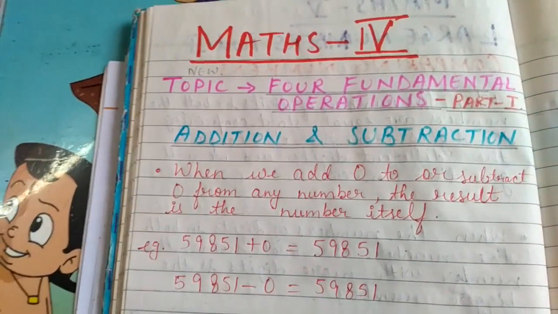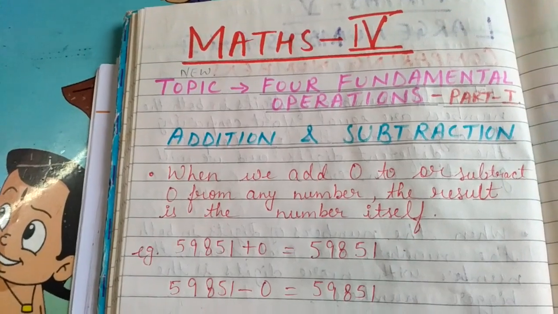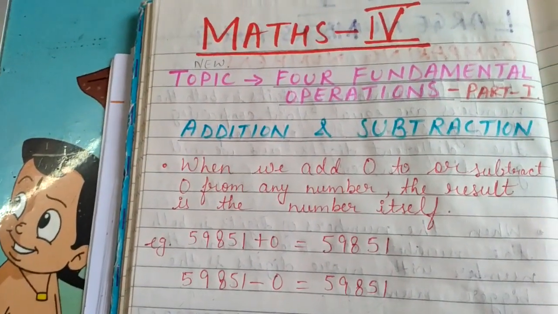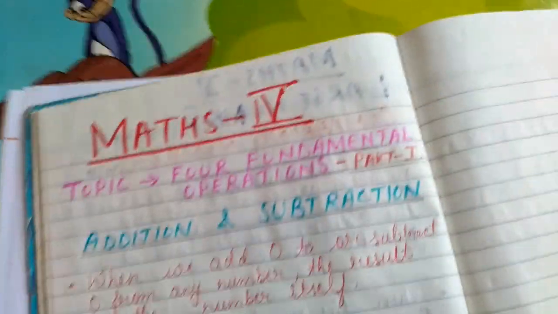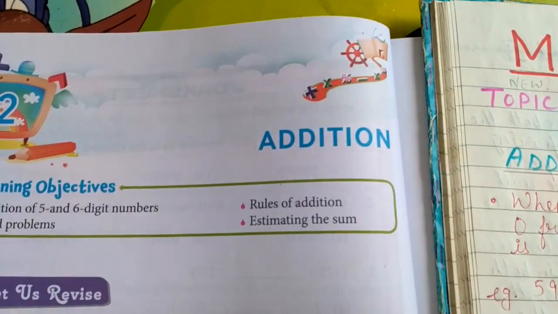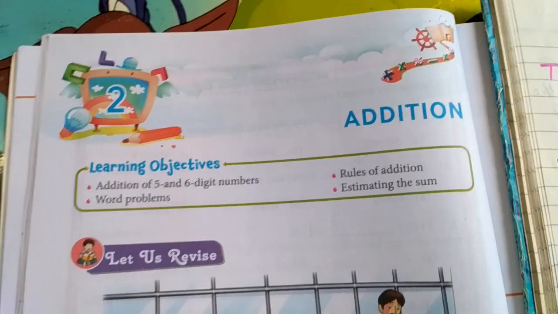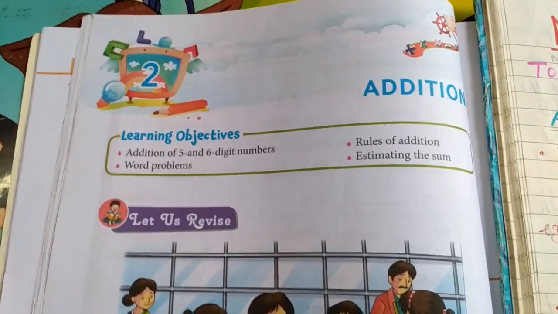As you can see here, today we are going to start a new topic that is based on chapter 2 of your maths course book, and it is about addition. Okay? In the first chapter we have studied about large numbers.